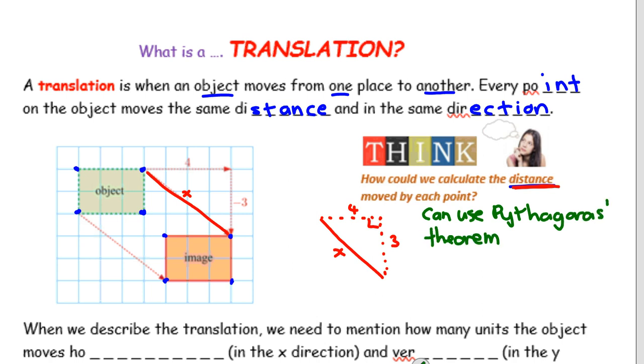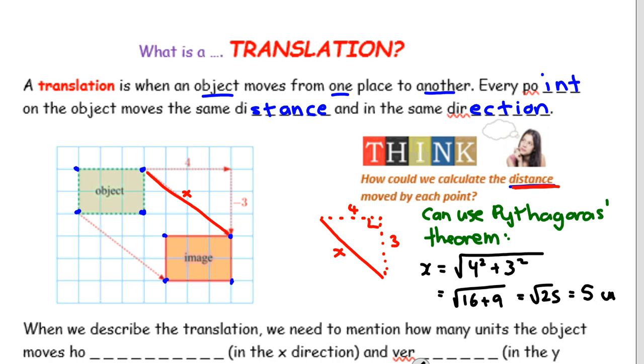So we could go x equals the square root of 4 squared plus 3 squared, or 4 squared plus negative 3 squared, same thing. If you want to do it without a calculator, 16 plus 9 equals the square root of 25, which equals 5 units. So that's the distance moved by each point. That red line represents 5 units. If we know the distance gone across and down, we can use Pythagoras' theorem to calculate the distance.